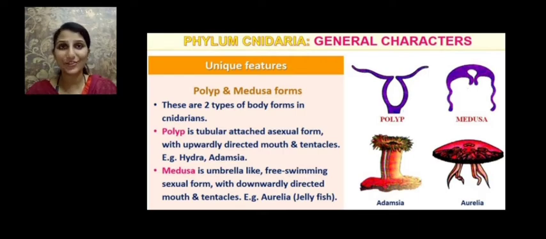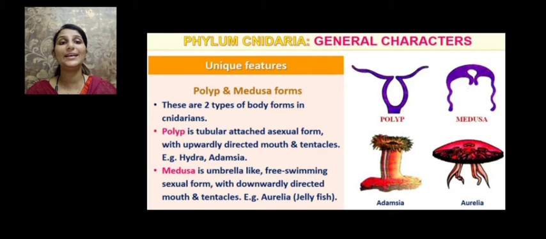Polyps are tubular structures, they are asexually formed, and they are sedentary. We can see these are the polyps. In them the mouth, which is placed on the hypostome, and the tentacles are directed upwards. Such body forms are called polyps. Examples of polyp forms are hydra and adamsia. This is the adamsia, and we know the structure of hydra.